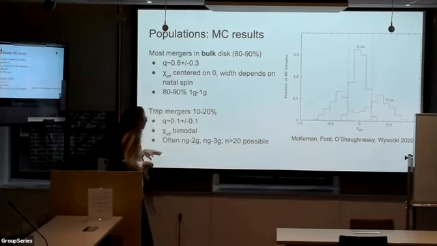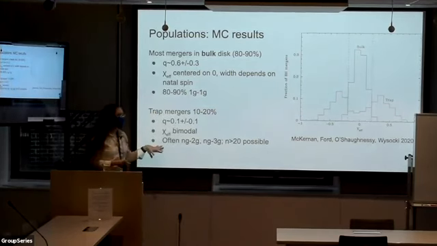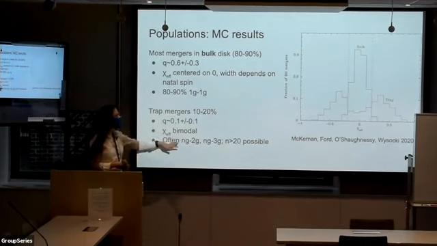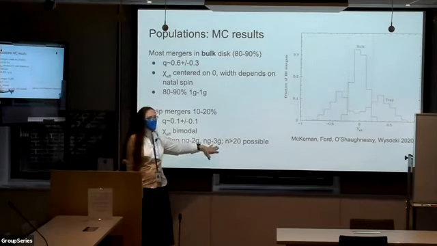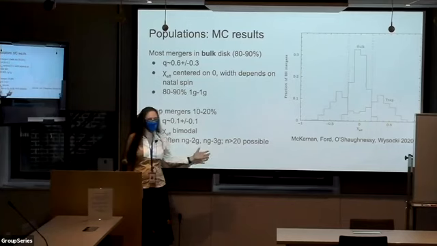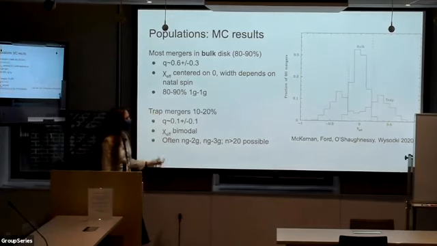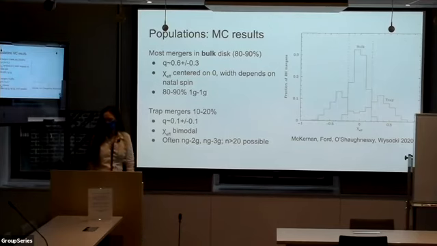So often at the trap, you get very high generation mergers. Sometimes you get 2G with some N. Sometimes you even get 3G, so occasionally you get a third generation merger in the bulk that shows up, but generations higher than 20 are possible.